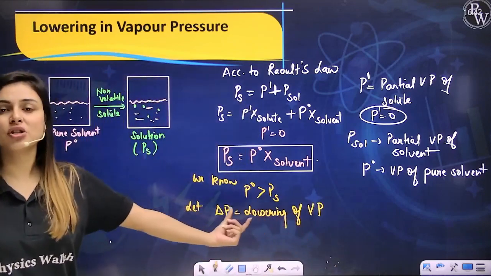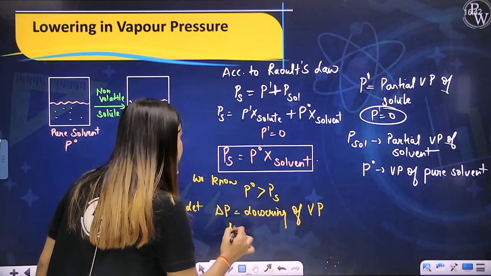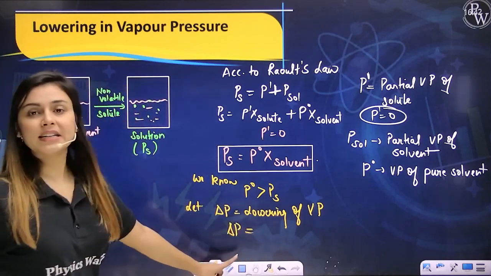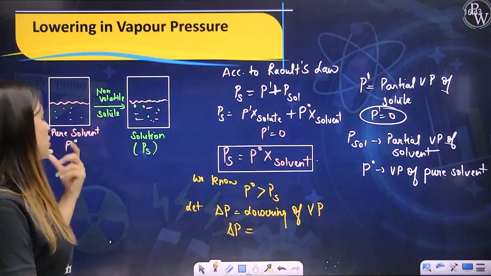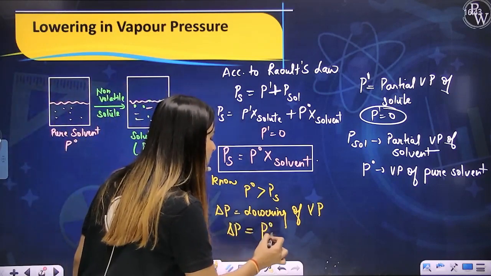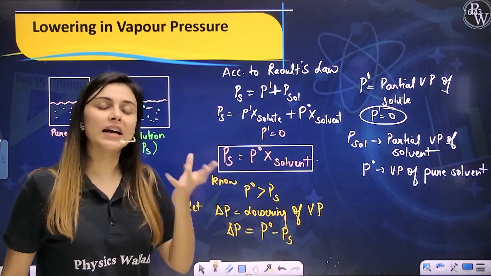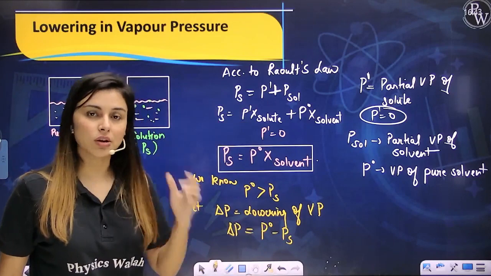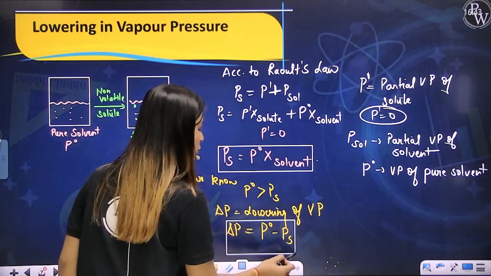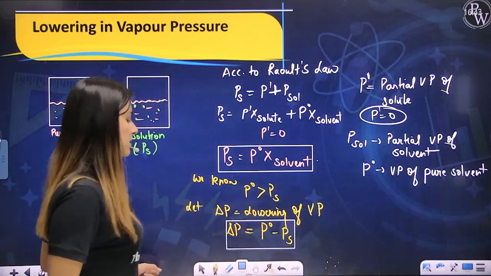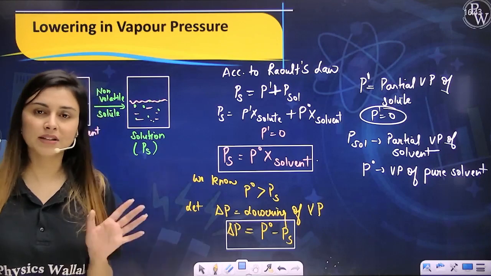How much vapor pressure is lowered, that is denoted by delta P. So we can say that delta P is equal to the maximum value, which was initial P naught, minus the PS. This much of the vapor pressure has been lowered, and that is known as the lowering of vapor pressure. So lowering of vapor pressure is given by delta P is equal to P naught minus PS. I hope it is clear to you.